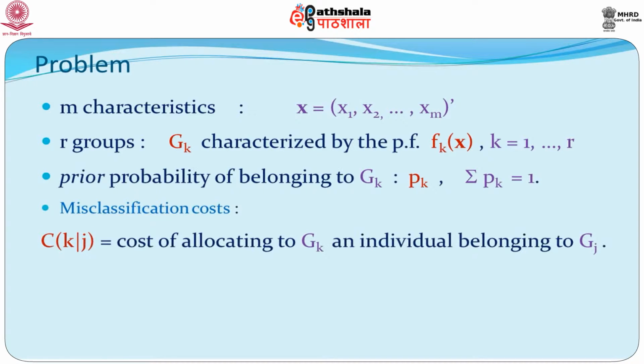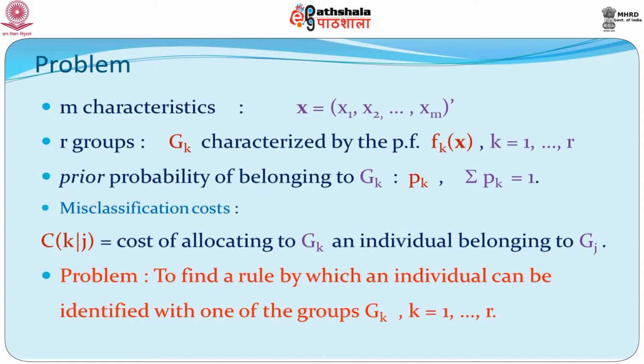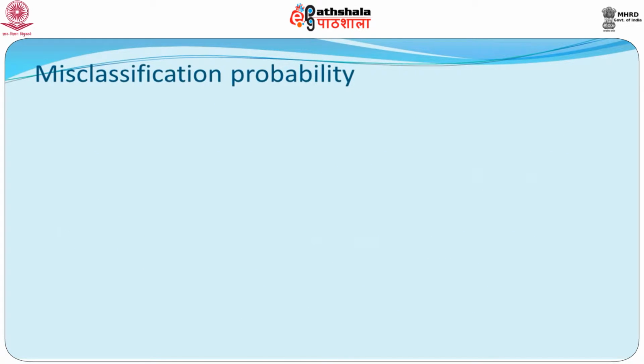The misclassification costs are assumed to be C(k|j), which is the cost of allocating to Gk, that is, to the kth group, an individual who actually belongs to the jth group. So, our problem now is to find a rule by which an individual can be identified with one of the groups Gk. We will base our rule on the misclassification probabilities.